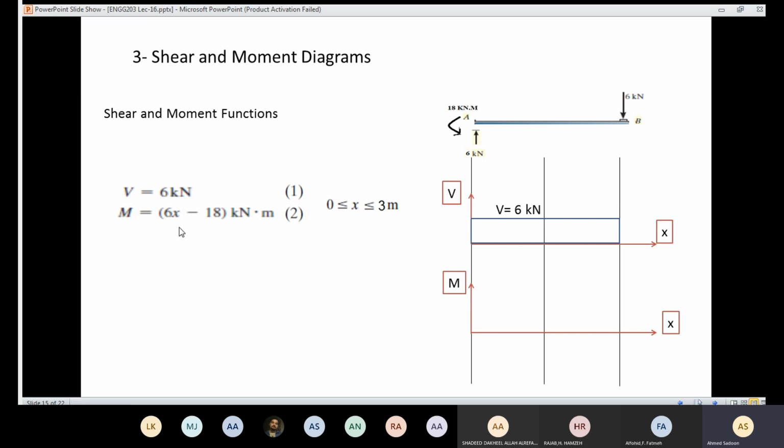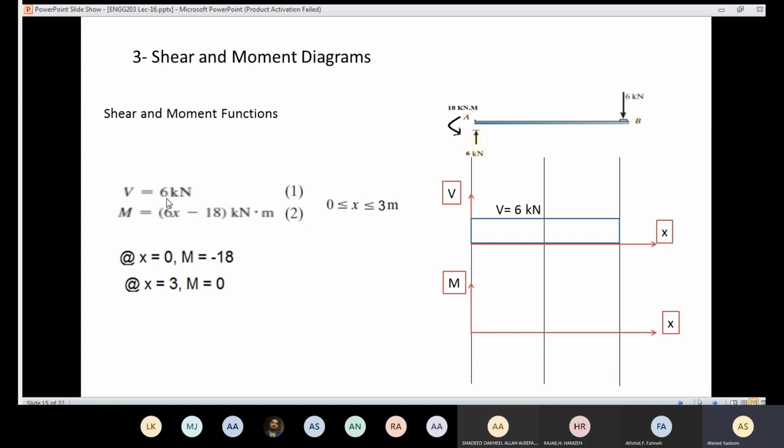Here I have a linear equation. I need to look at the equation, whether it's constant or linear or quadratic. This time it's a linear equation, which means that I'm going to draw straight lines. And for that purpose, I need to know 2 points in order to draw the line. So here I need to substitute x when x equals 0, and when x equals 3 meters.